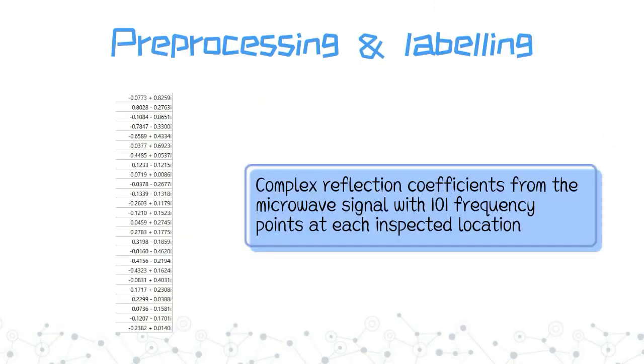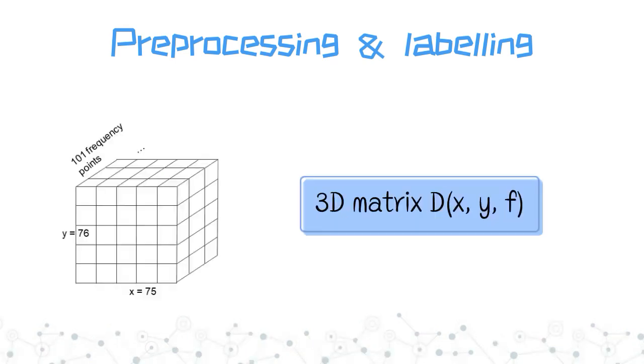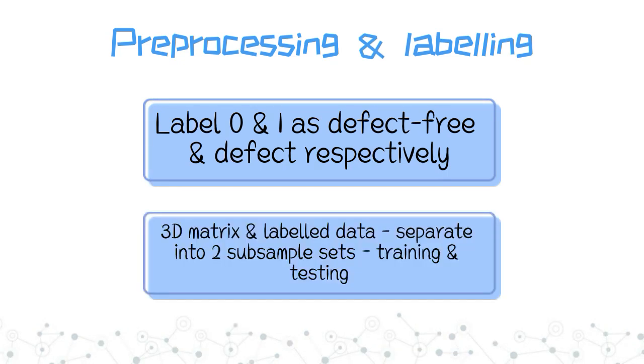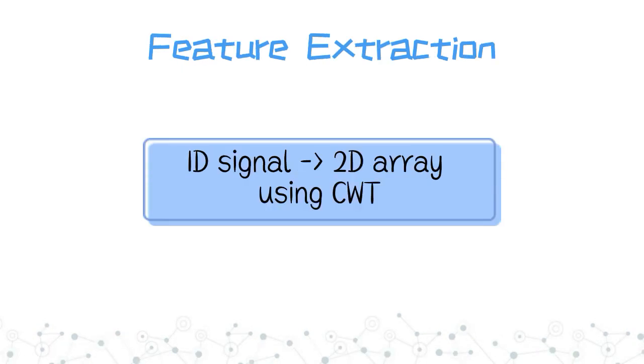There are 5 steps in the process, which are preprocessing and labeling, feature extraction, training, testing and hyperparameter tuning. Complex reflection coefficients from the microwave signal with 101 frequency points at each inspected location are converted into a 3D matrix. Each inspected point of the sample is labeled 0 and 1 as defect-free and defect respectively. After that, both 3D matrix and label data are separated into 2 subsample sets, which are training set and testing set. Next, the one-dimensional signal is represented in a 2-dimensional array for each single inspection location using continuous wavelet transform. Each 2D array is a feature of the signal.